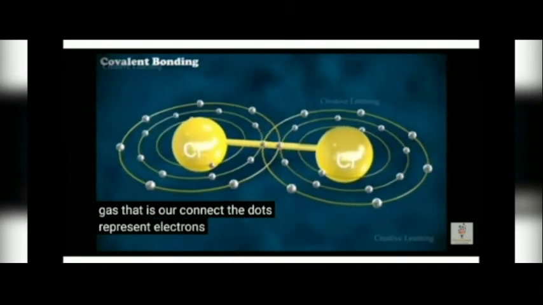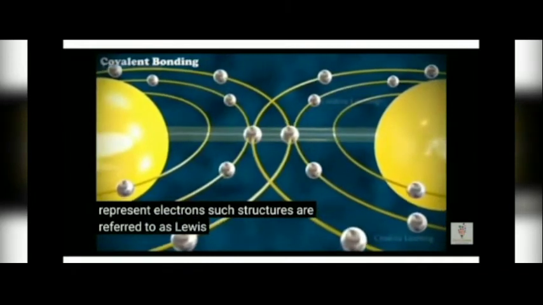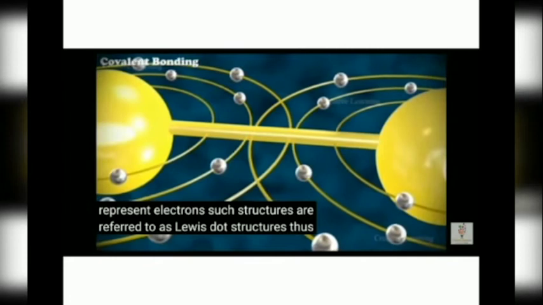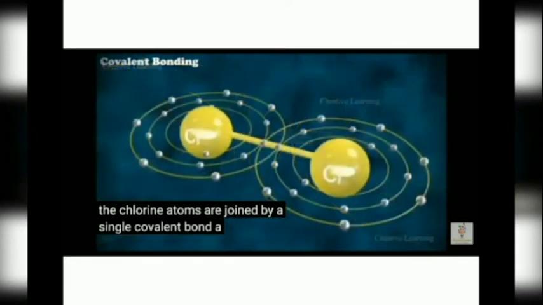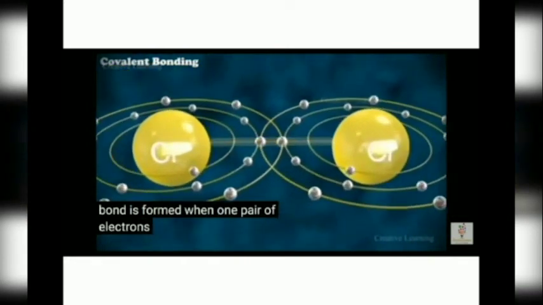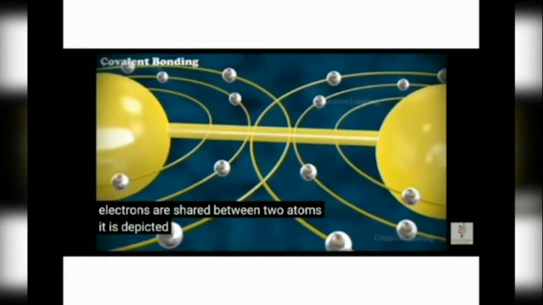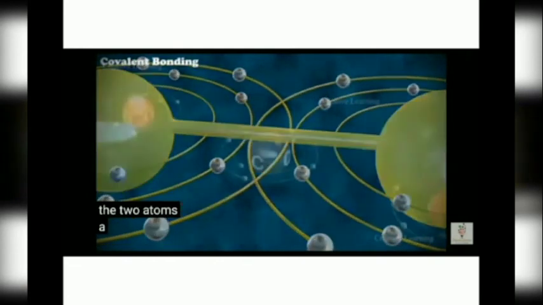The dots represent electrons. Such structures are referred to as Lewis dot structures. Thus, the chlorine atoms are joined by a single covalent bond. A single covalent bond is formed when one pair of electrons is shared between two atoms. It is depicted by a single line between the two atoms.